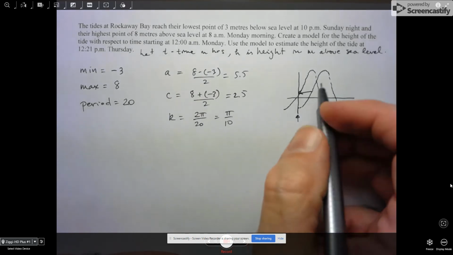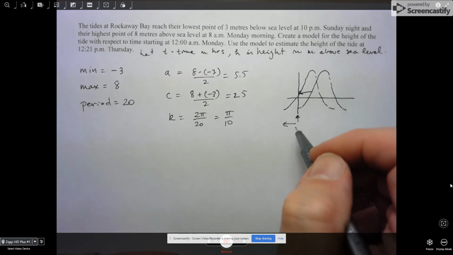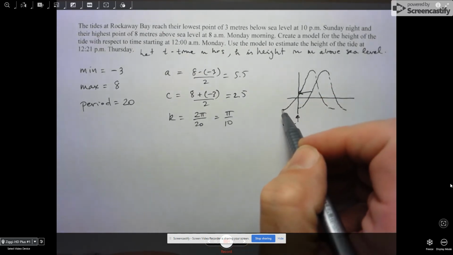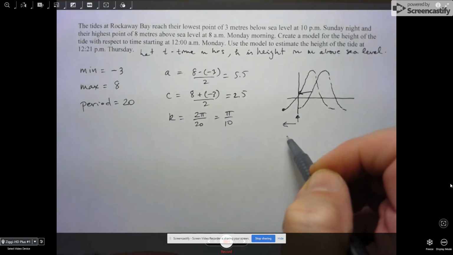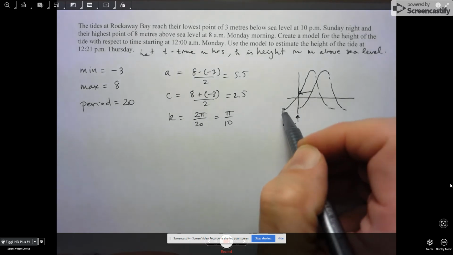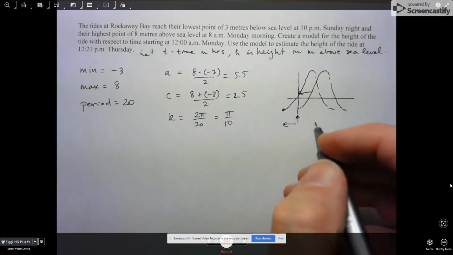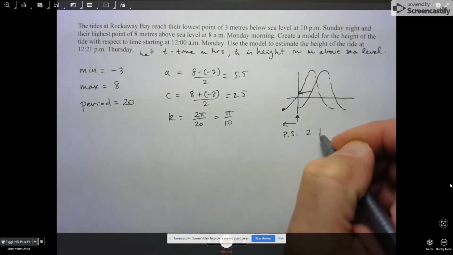Okay, so that means that I'm going to perform a translation to the left, and I just have to figure out how long. Well, here it's 2 hours because I need the minimum to occur at 10 p.m. In other words, before my starting point. Okay, so that's why it's 2 hours, 10 p.m. compared to 12 a.m. So now we have enough information. So our phase shift here is to the left.